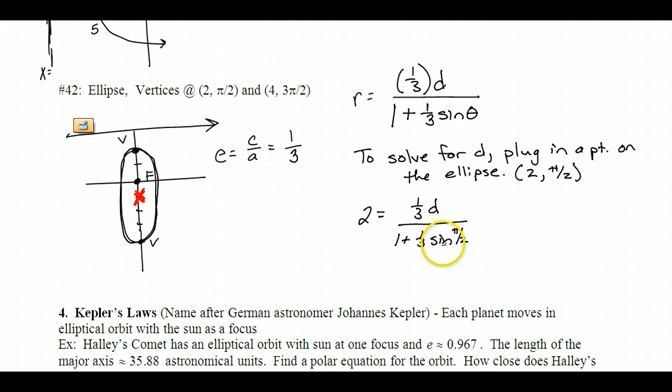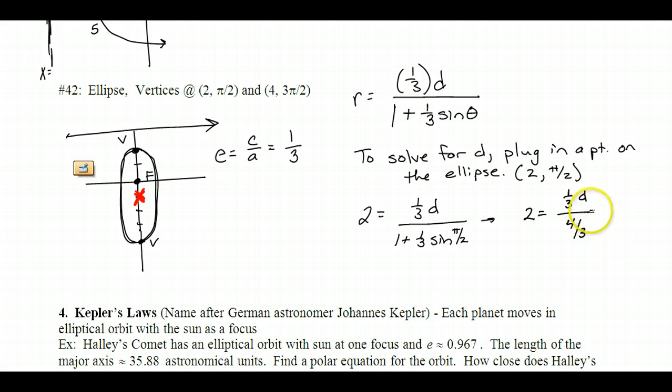When I calculate this, sine of pi over 2 is equivalent to 1, times 1/3 is 1/3, plus 1 is going to equal 4/3. I'm going to write a whole step out here. So I have 2 equals 4/3 in the denominator, and I have 1/3 times D in the numerator. Well, now, depending on how you want to solve this, there are a couple of different ways. You could cross multiply right now.